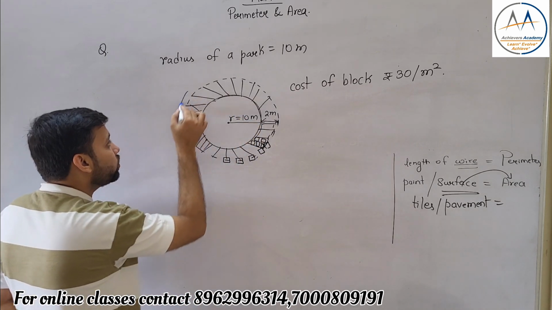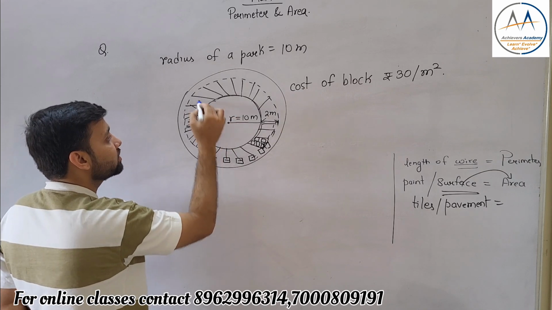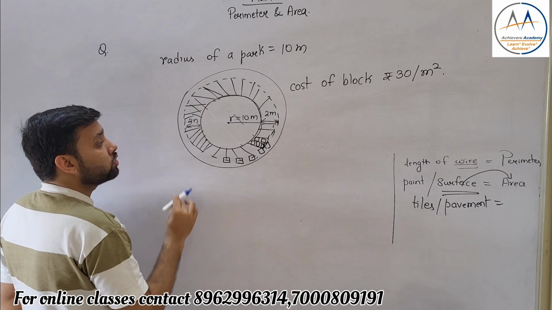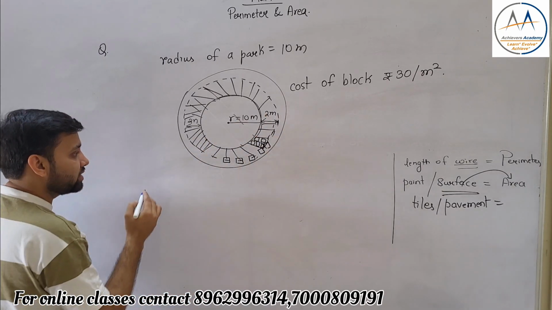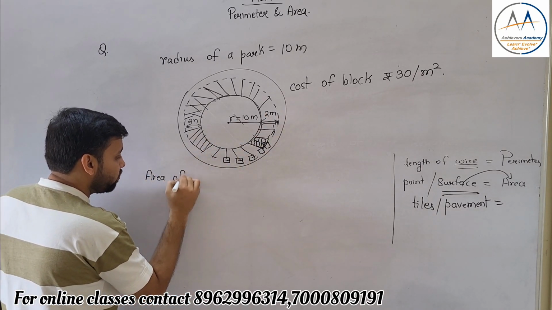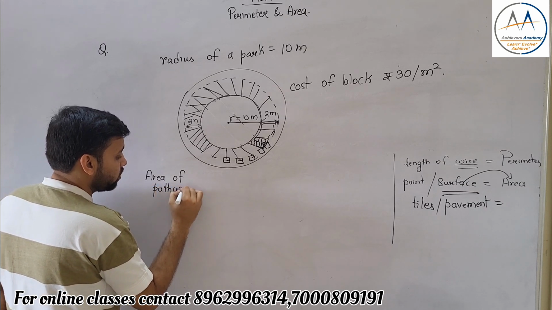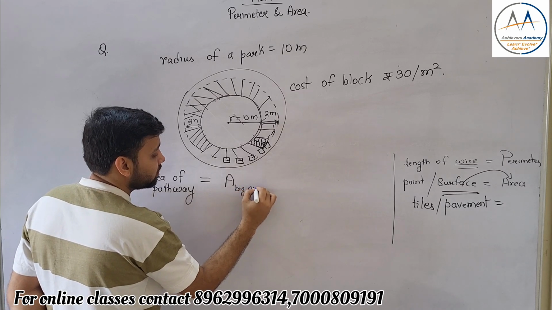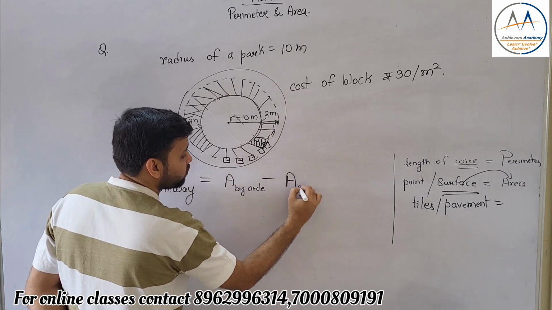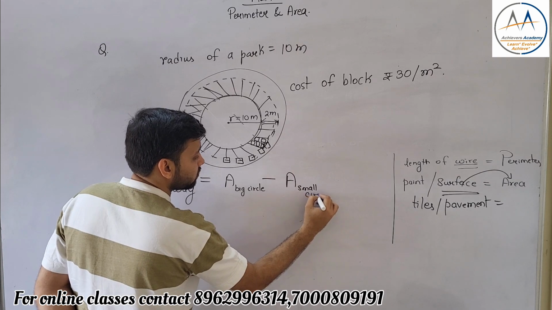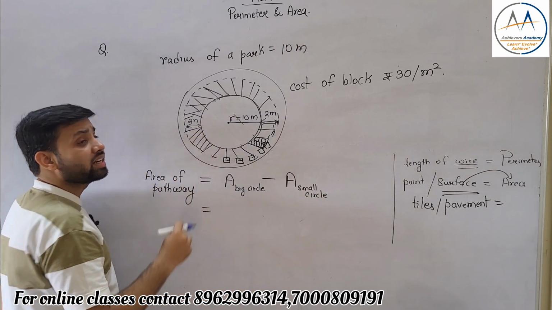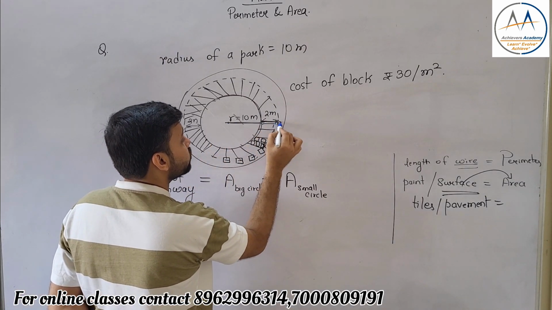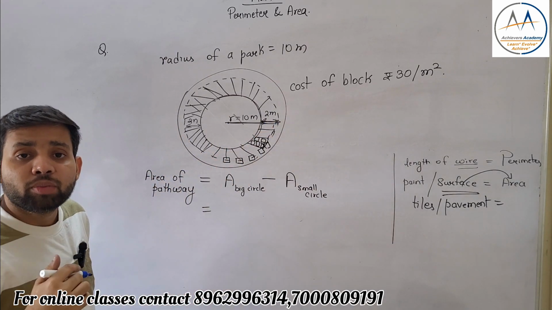Okay. So as 10 centimeter, 2 centimeter wide, 10 centimeter is the radius. So what we need to do? We need to calculate the area of a bigger circle, and then subtract the area of smaller circle. Now area of pathway or pavement is equals to area of big circle minus area of small circle. To calculate the area of big circle, sir, I need the radius of big circle. This small radius is 10, this is 2. How much is the radius of bigger circle?